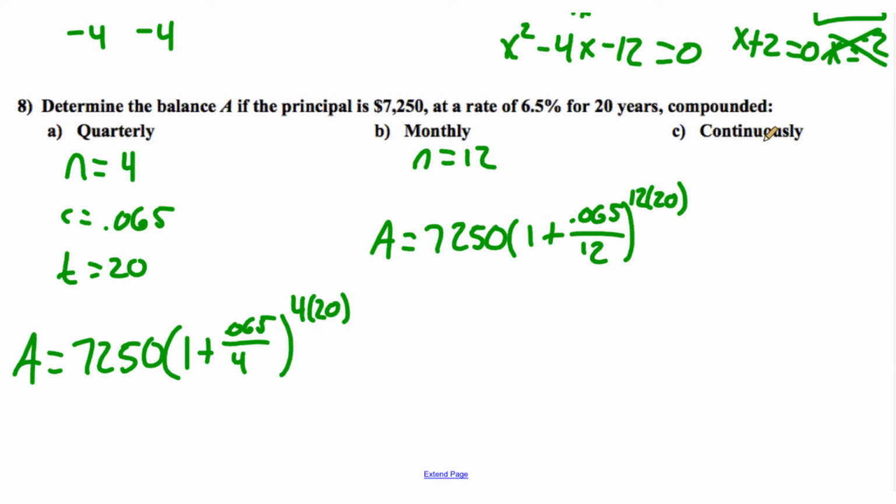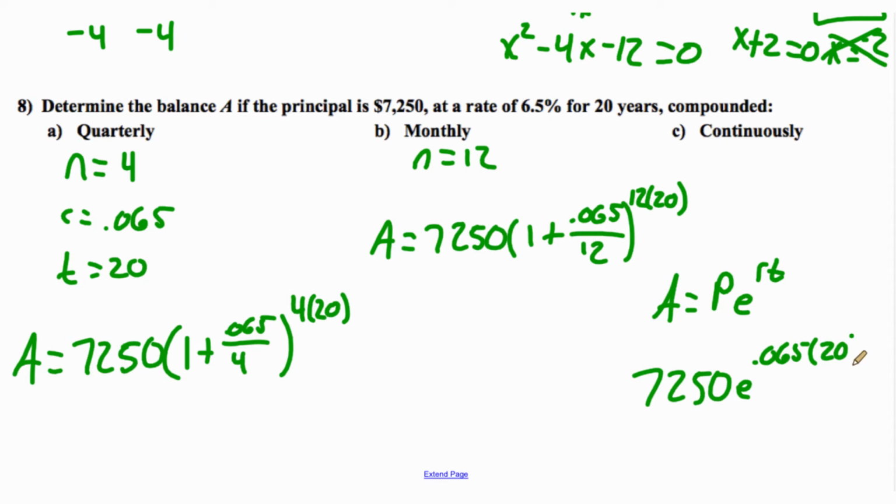For our last one, this one's being compounded continuously, so we have to use our other formula here. So this is where we go A equals P times e raised to the power of rt. We're going to use the same r value, that 0.065, and we're going to use that same t value of 20. So we've got 7,250 times e to the power of 0.065 times our 20 years.